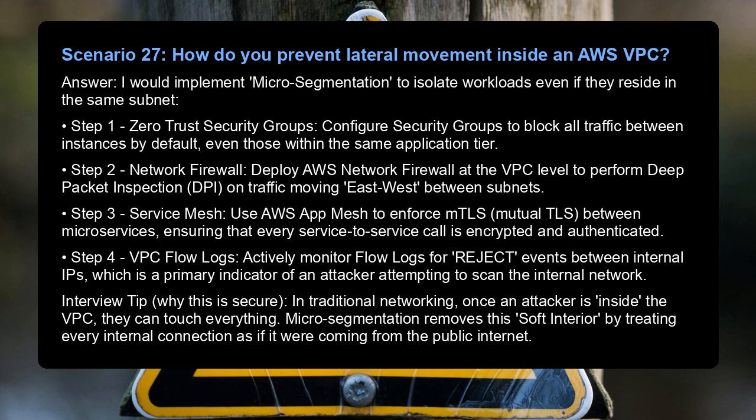Step 4. VPC flow logs. Actively monitor flow logs for reject events between internal IPs, which is a primary indicator of an attacker attempting to scan the internal network. Interview tip: why this is secure. In traditional networking, once an attacker is inside the VPC, they can touch everything. Micro-segmentation removes this soft interior by treating every internal connection as if it were coming from the public internet.